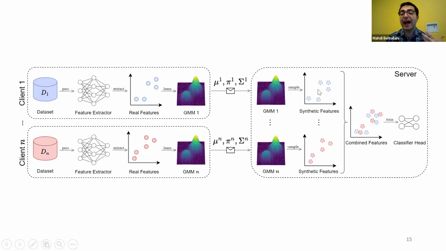Now, the server has the probability distribution, and you can utilize that to sample to create synthetic features, right? And from all those clients, we can combine these synthetic features to train a classifier head. So what we're basically doing is extracting the label of each client and learning a parametric model from them. We're sending it to the server, and by recreating the synthetic features, we can train the classifier head.